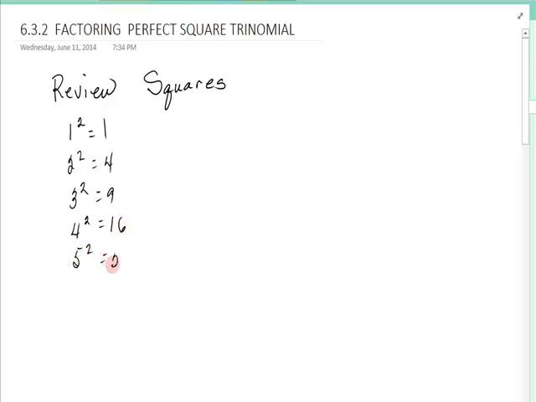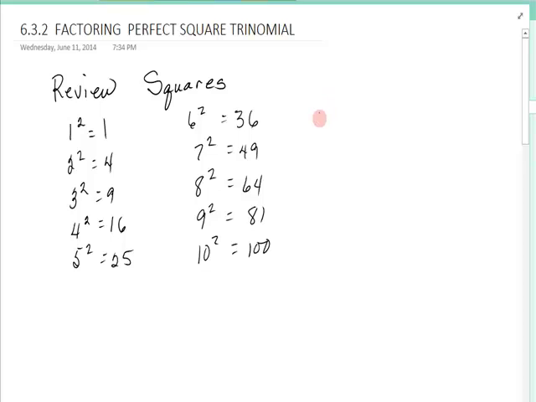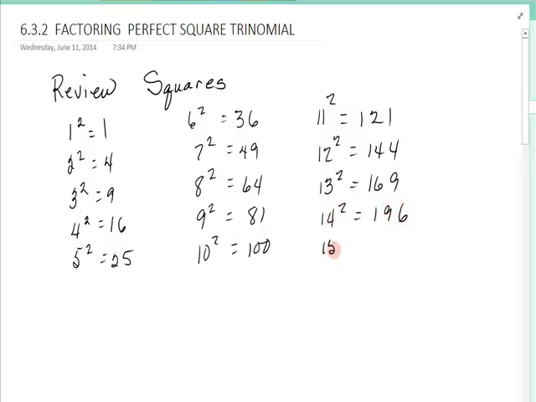5 squared, 25. 6 squared, 36. 7 squared, 49. 8 squared, 64. 9 squared, 81. 10 squared, 100. 11 squared, 121. 12 squared, 144. 13 squared, 169. 14 squared, 196. 15 squared, 225. And I'm tired of squaring numbers. You can use your calculator, of course, to square numbers or to take square roots.